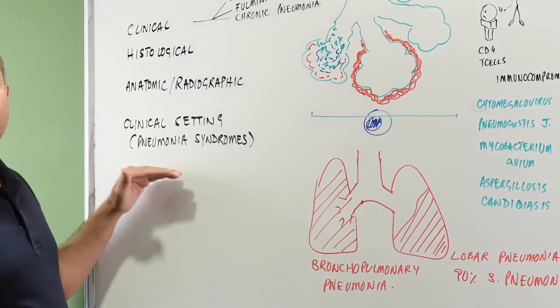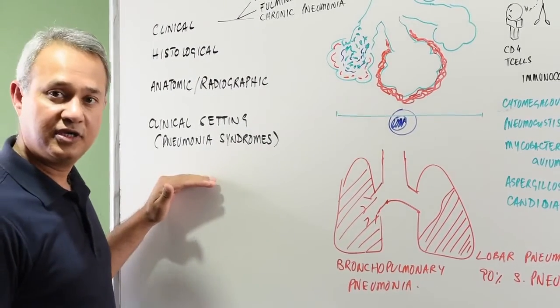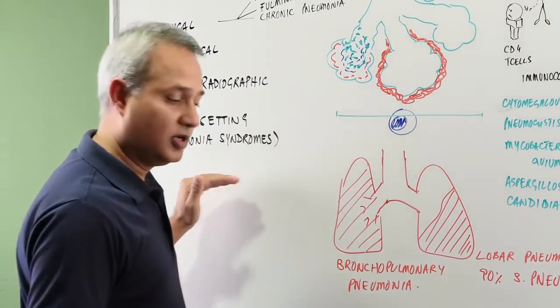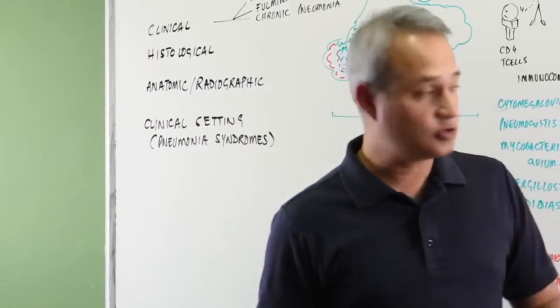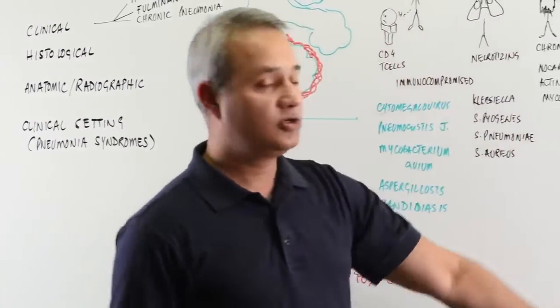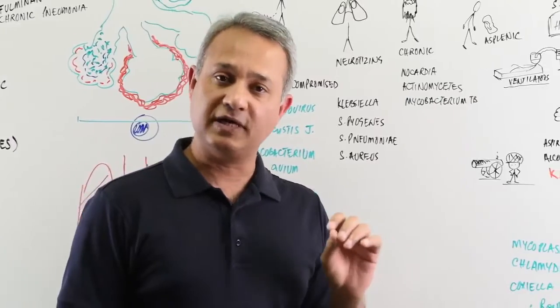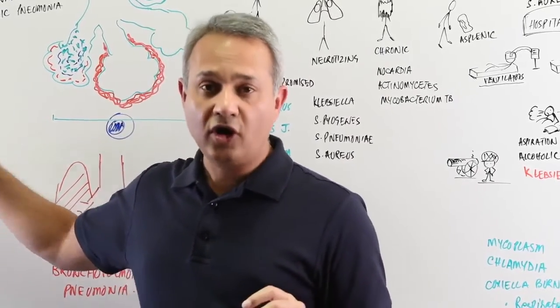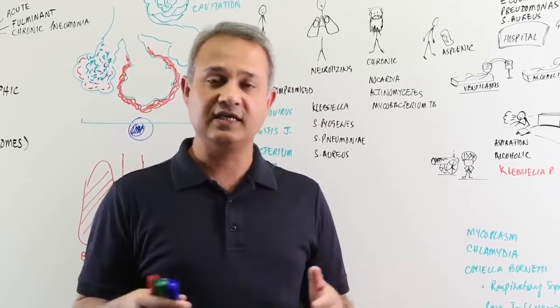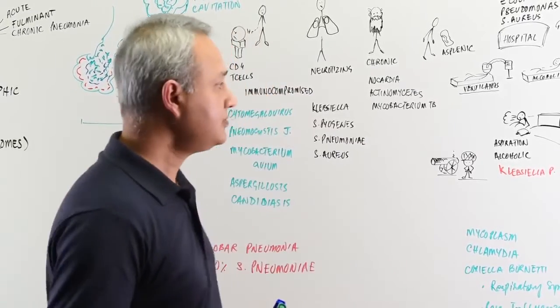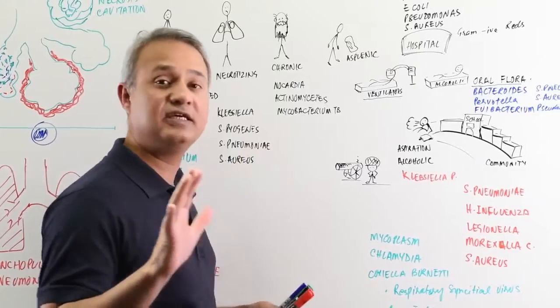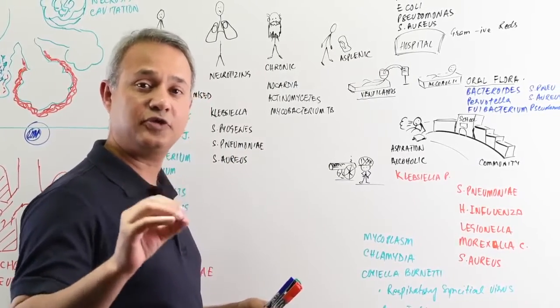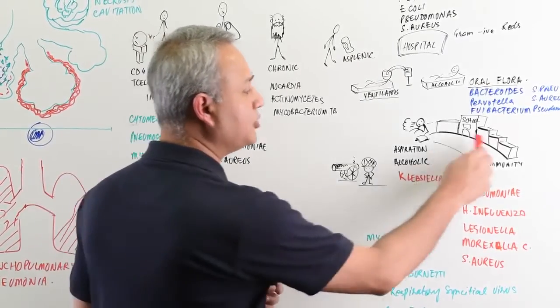Clinical setting, this is the most important classification or syndrome which you should be working with. So I'm going to work here to represent various pathogens that cause pneumonia in various settings, and then we'll discuss them one by one. So let's start. There are 7 settings. These are called 7 pneumonia syndromes. First is community.